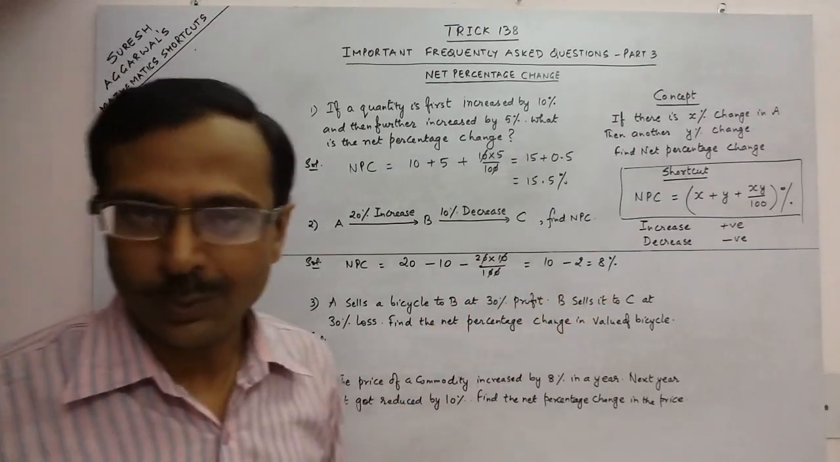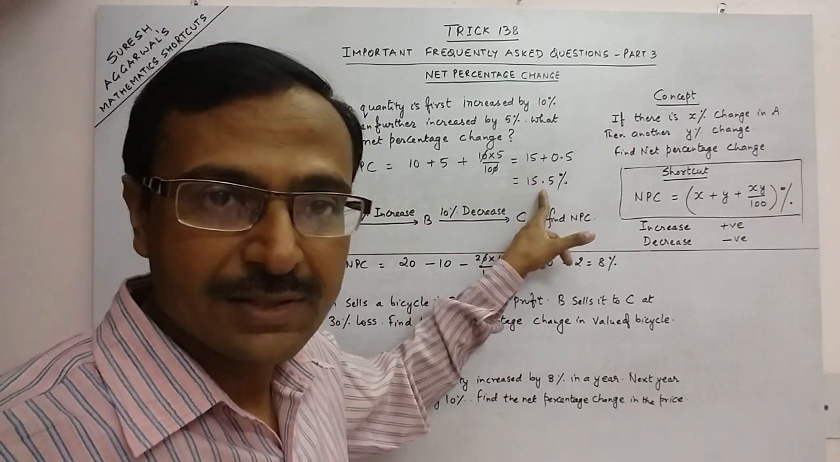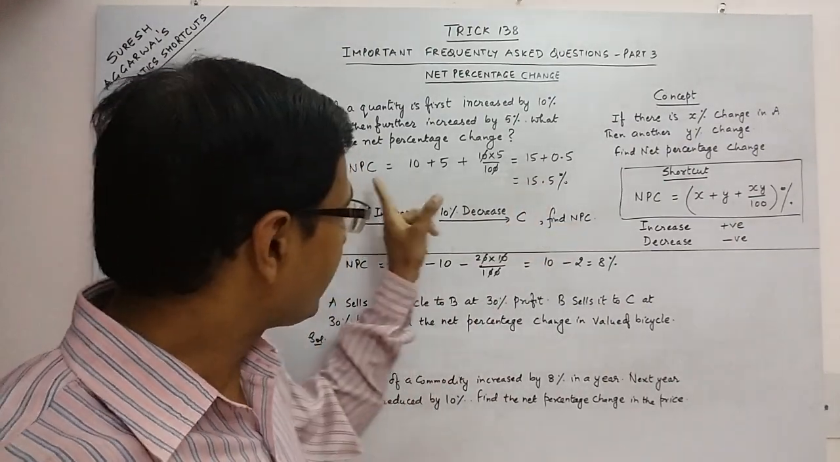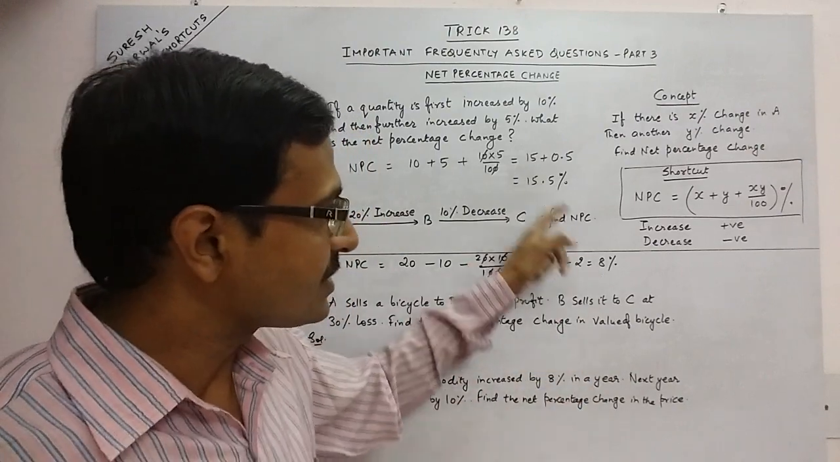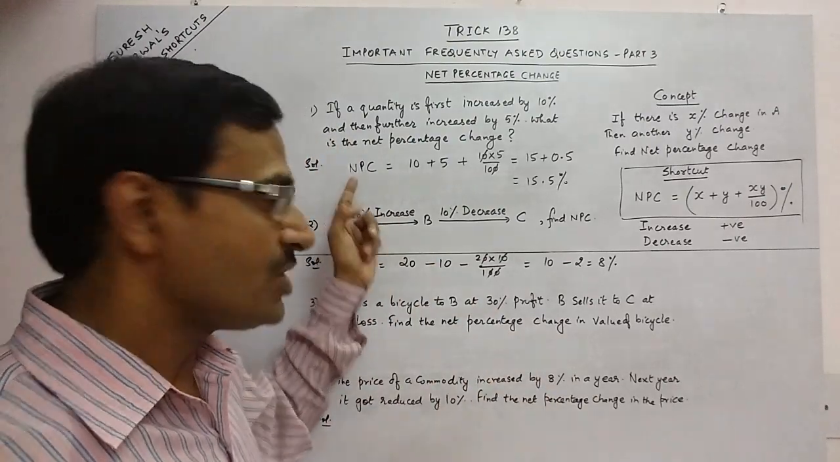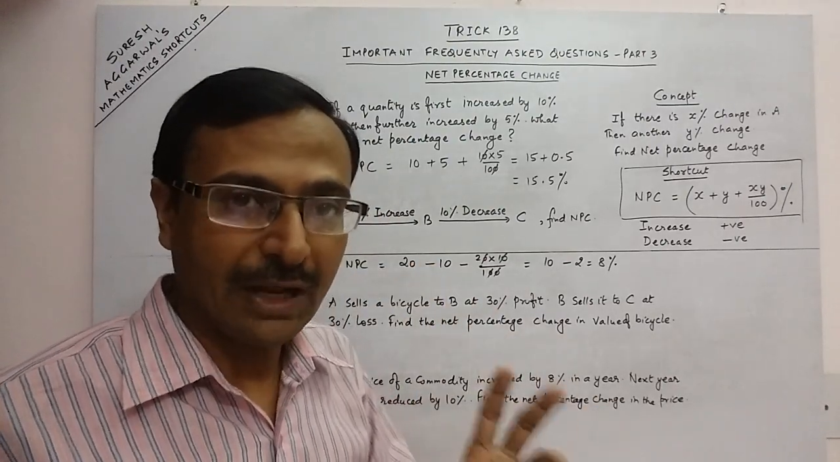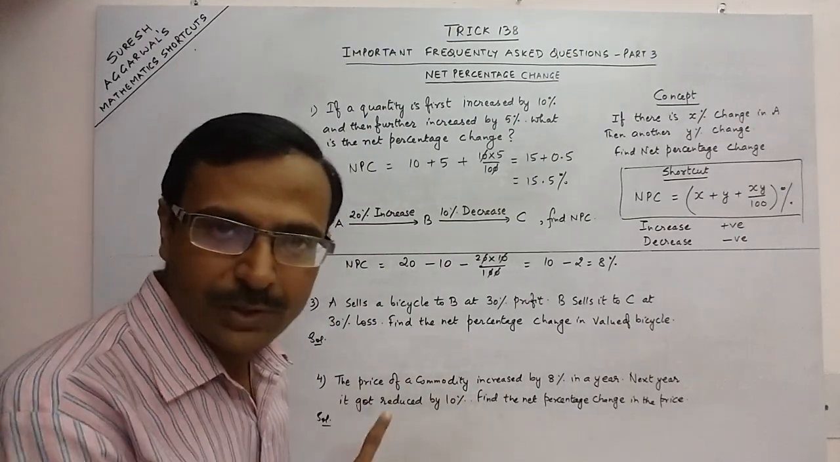change in the quantity. Remember one more thing: when you obtain the final answer as positive, the net percentage change is an increase, and if you obtain the final answer as negative, then the net percentage change is negative, meaning the value of the commodity has decreased. Let us take one more example.